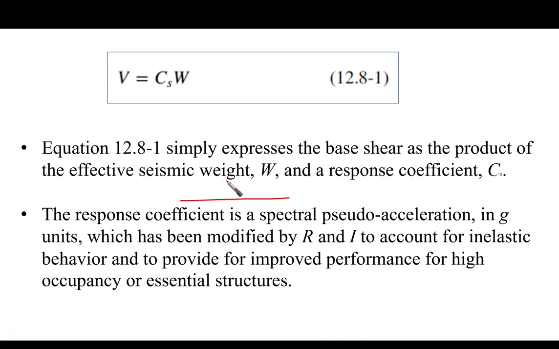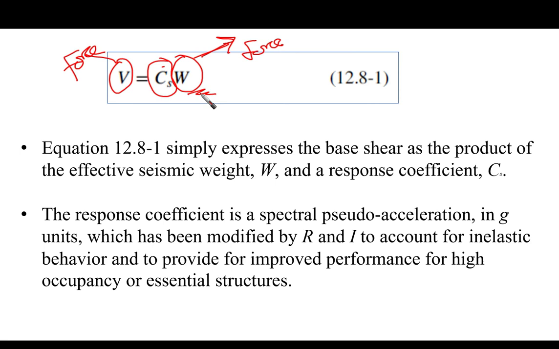First of all, V is the base shear, W is the weight, so this is a force unit, and this is the weight, which is another force unit, but you can look at it as if it is a mass. So equation 12.8-1 simply expresses the base shear as the product of effective seismic weight and response coefficient. If you want to say this is force, then this is a coefficient. If you want to say this is a mass, then Cs is going to be acceleration. Okay? So actually it's units, as we're going to see here.